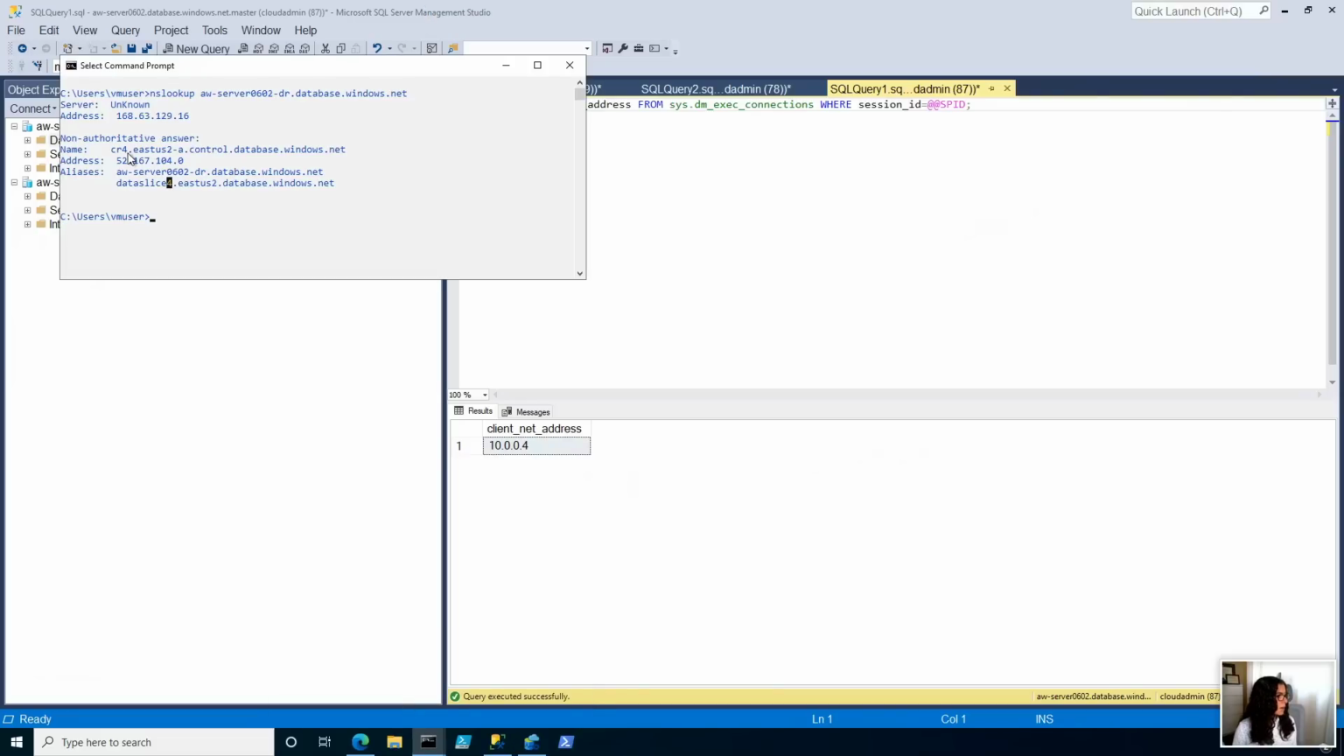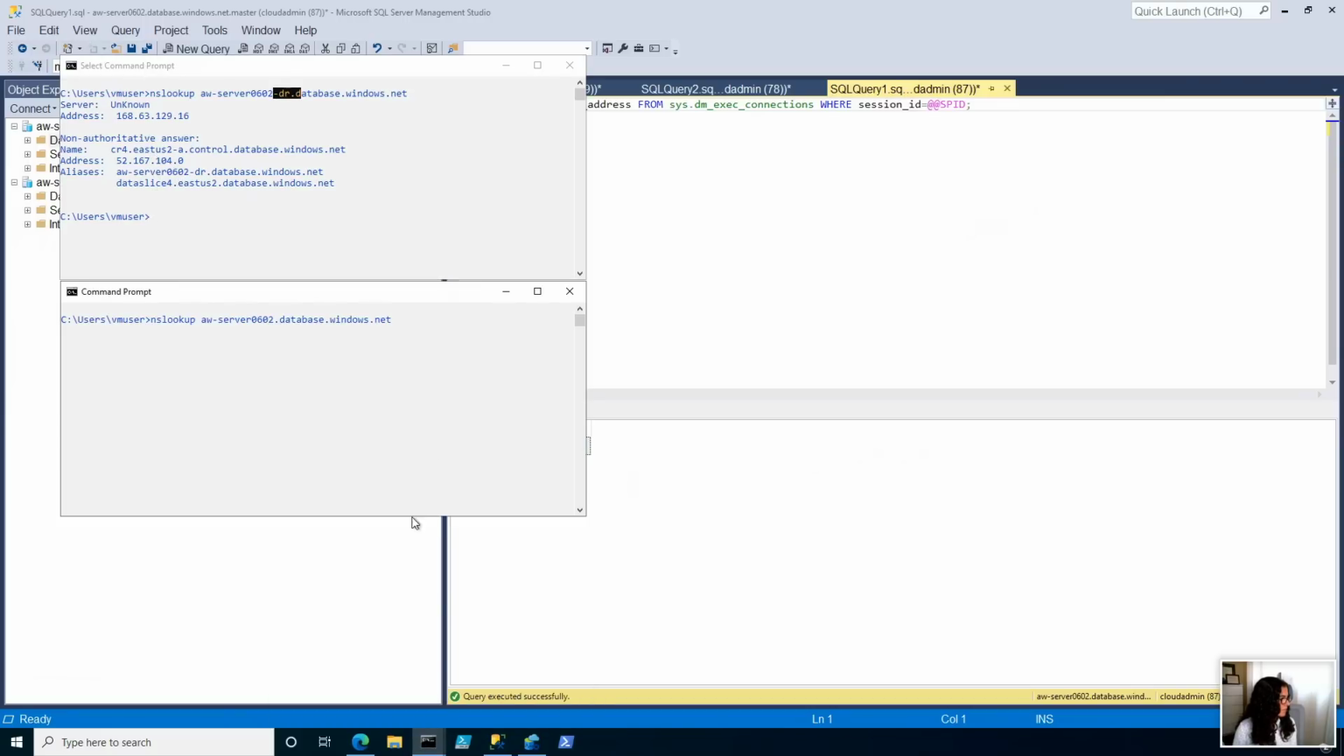So recall before on the disaster recovery, which did not have private endpoint enabled, we're able to see a lot of information. Now, if I run the same command on this other server, which does have private endpoint enabled, what I'm going to see is something quite different. So I'm still seeing that we're coming from Azure.